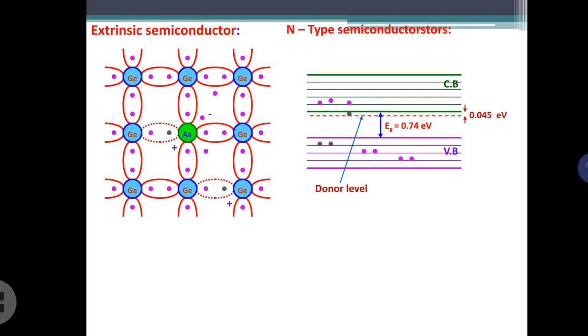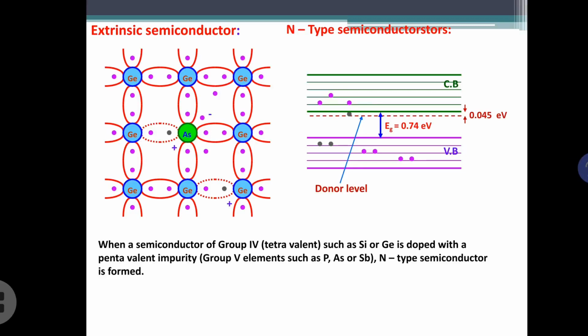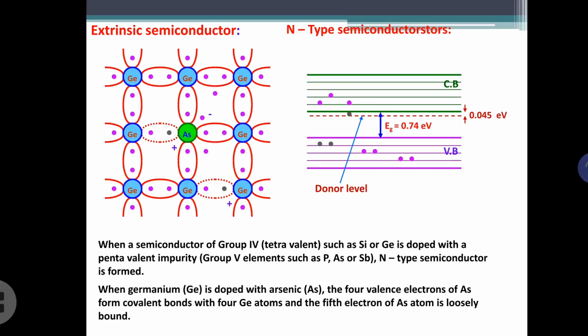In addition to the free electrons donated by the impurity, there will be thermally generated electrons also, but you have to keep in mind here the number of electrons will be more. Because there will be electrons donated by the impurity atom in addition to the thermally generated electrons. So this is the case with n-type semiconductor.